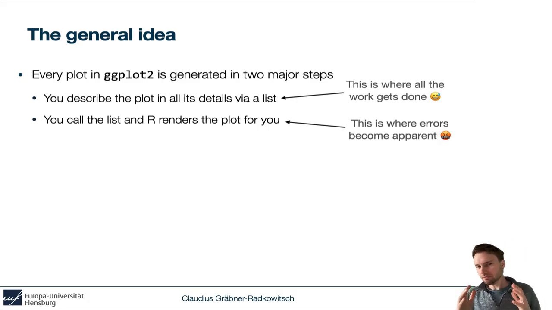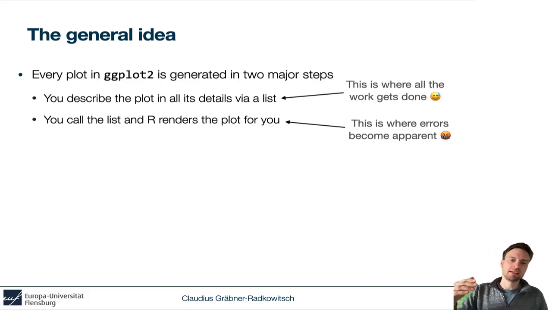The second step is basically just a call of the list. But this is the step where all the errors become apparent. So you can describe the plot in a very inconsistent way, and most of the time you don't get any errors. But when you then ask R to render the plot based on the description in the list, that's where you get the error. This is important to keep in mind because sometimes people make very extensive descriptions. They're very happy, and then it becomes very difficult to actually track the source of the error. That means you should start very simple, render the plot, then see what you want to change, re-render it, make the change. This way you identify the source of potential errors very quickly.